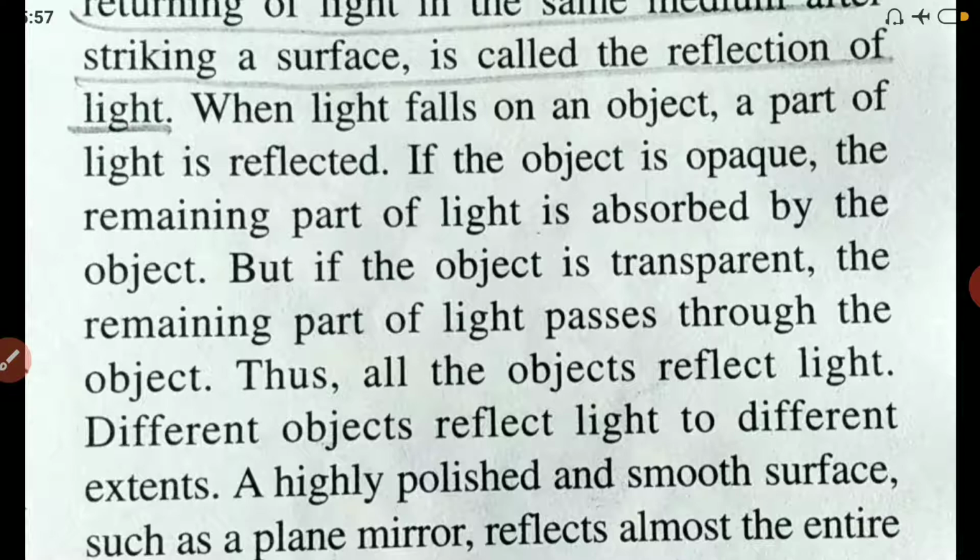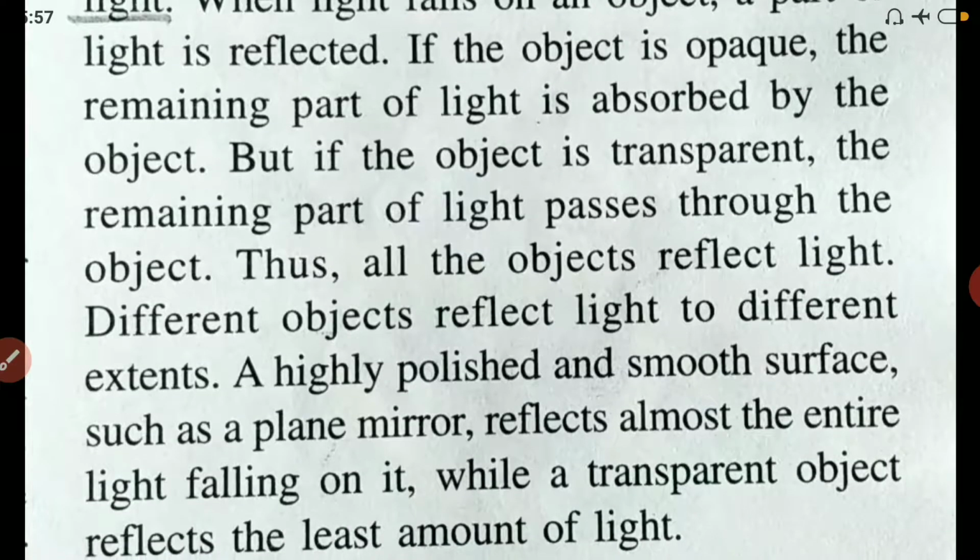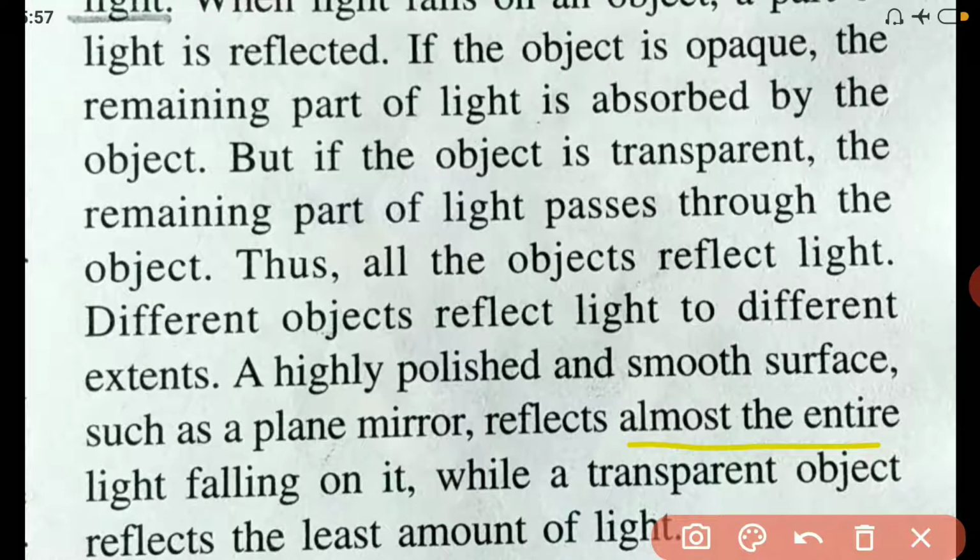So different objects reflect light to a different extent. A highly polished and smooth surface such as a plane mirror reflects almost the entire light falling on it, while a transparent object reflects the least amount of light. See, here they are saying almost the entire, not all, so some amount will be absorbed also. When light falls on a transparent object, the least is getting reflected and most of it passes through.